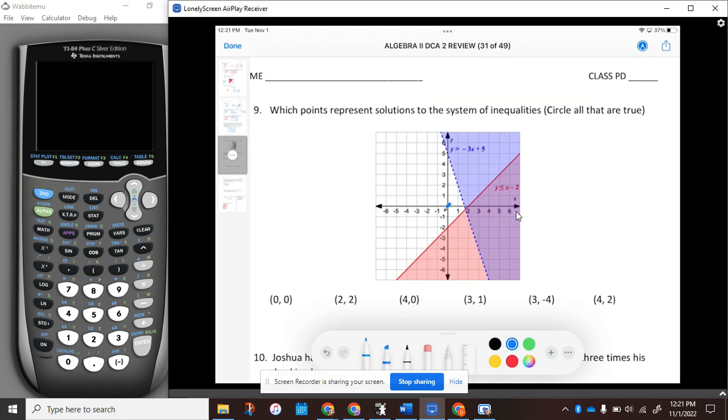Does that fit? Absolutely not. It is not in the overlap shading area. What about 2, 2 up here? It is shaded for one of them, right? But is it in the shaded area for both of them? No. So that one's not a solution. What about 4, 0 over here? Yes, it is. That one counts. 3, 1? What do we think?